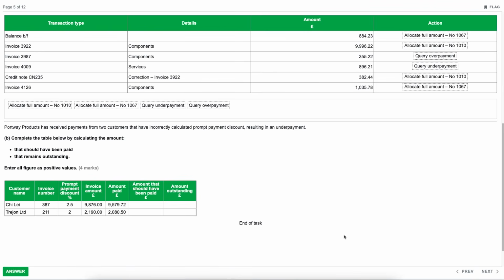So basically for each of these we need to calculate the prompt payment discount on the invoice amount and check whether it's the same as the amount that's been paid. Highly unlikely, considering it literally states within the question that they've incorrectly calculated prompt payment discount. So let's firstly work out the prompt payment discount from this first customer. So we would take the invoice amount of $9,876 and apply our 2.5% discount.